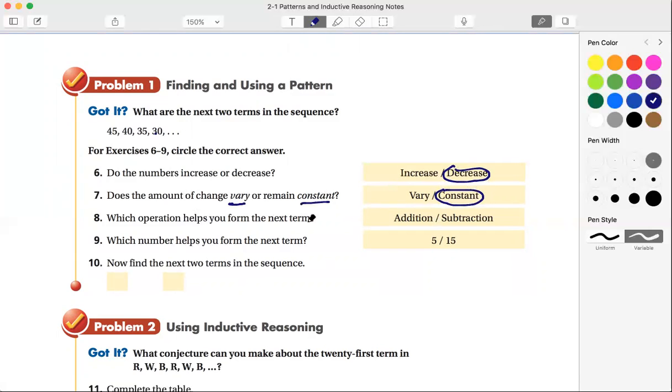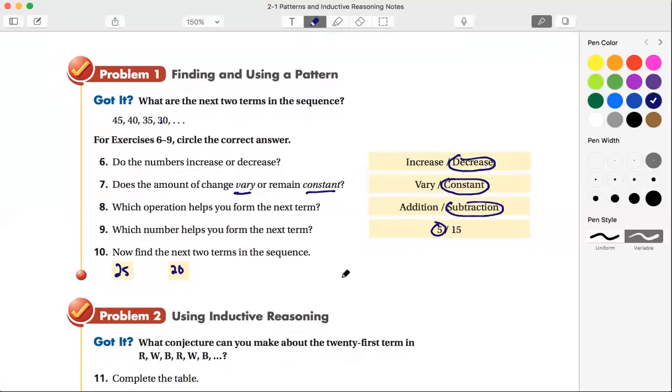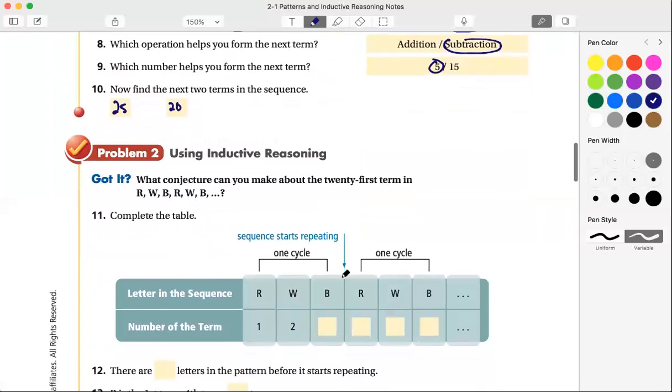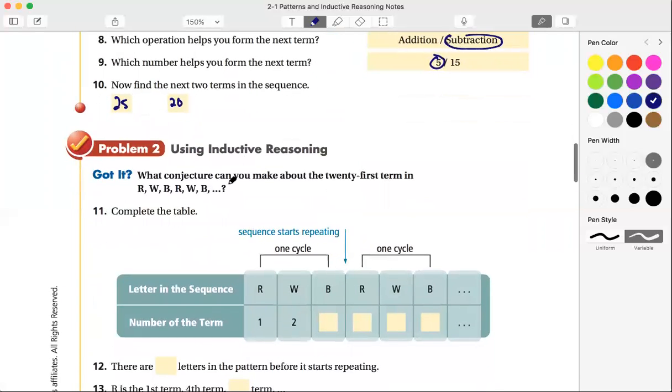Which operation helps you find the next term? Well, subtraction. And by how much to get to the next term? 5. So if I continue to subtract 5, my next number would be 25, and my next number after that would be 20. Okay, so let's use inductive reasoning. What conjecture can you make about the first 20 terms in this sequence?